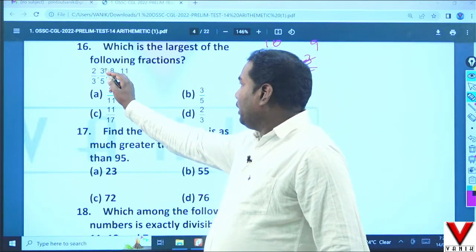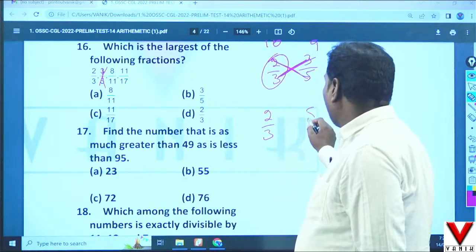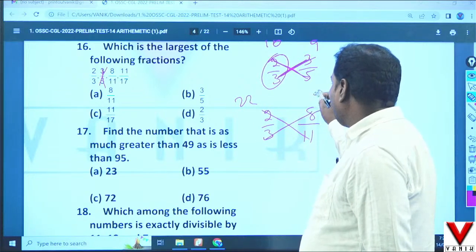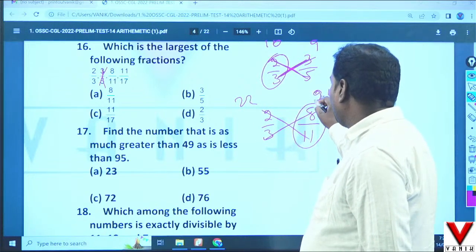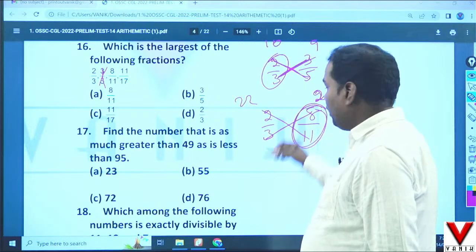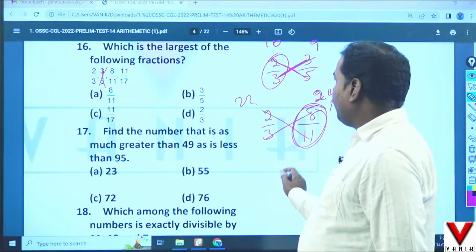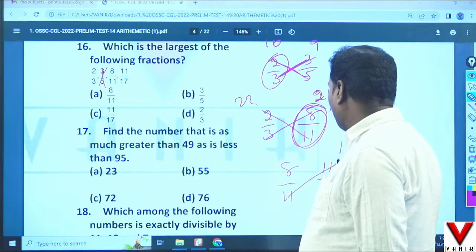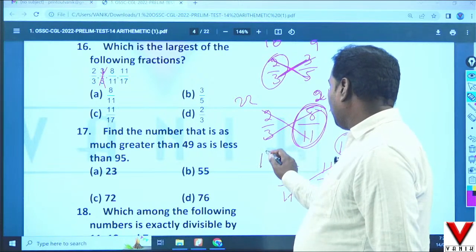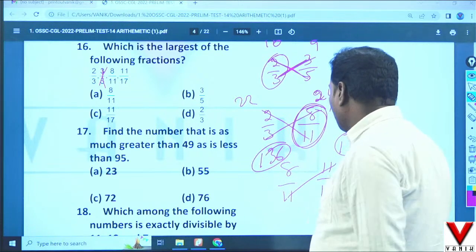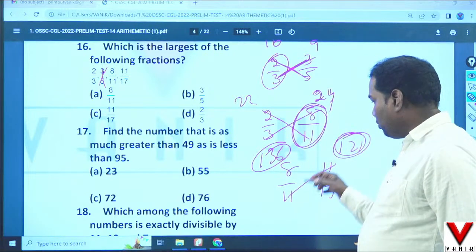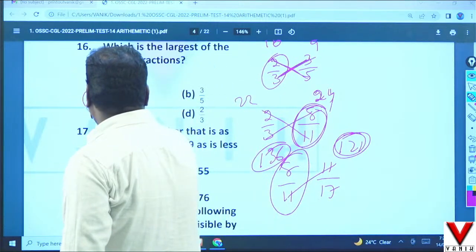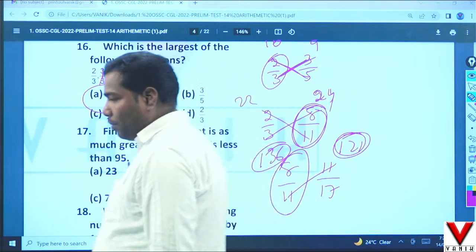Then 2 by 3 and 8 by 11. Now we compare: 11 times 2 is 22, 8 times 3 is 24. Which is more? 8 by 11, because 24 is more than 22. Then 8 by 11 and 11 by 17: 11 times 11 is 121, then 8 times 17 is 136. So 136 is more than 121, so 8 by 11 is the largest fraction among these. Clear?